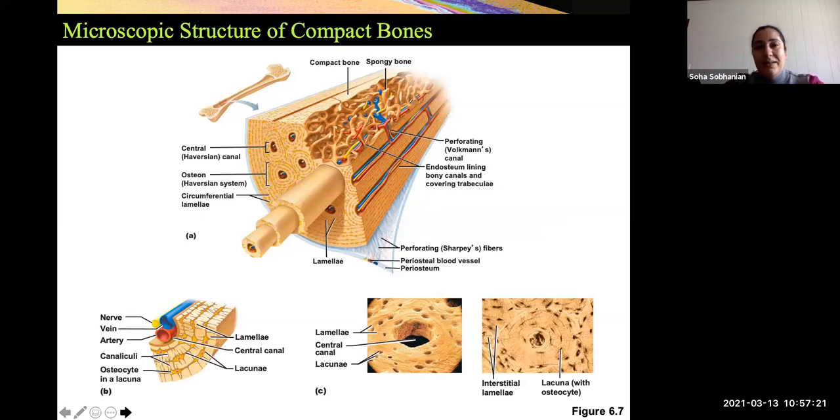So the next thing I want to talk about is we're going to switch from macroscopic to microscopic. So basically, we're going to look at things at a smaller level. We're going to look at them in terms of histology and tissue.